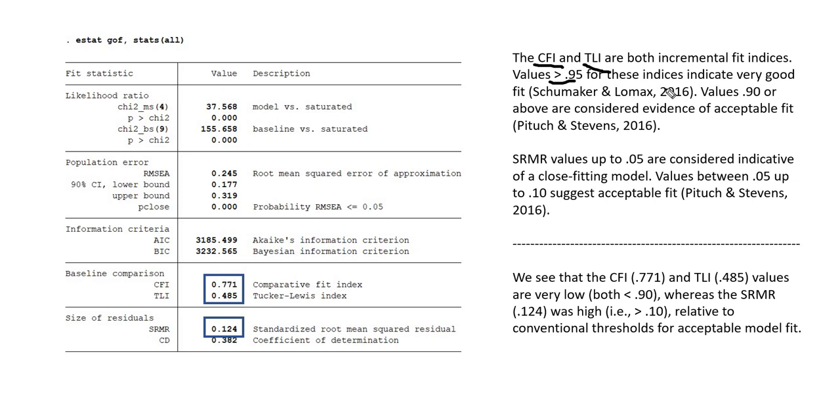Values that are 0.90 or above would still be considered acceptable fit. So you can see right here for both of these indices that we have evidence of poor model fit. You can also see that we have the standardized root mean square residual, and values up to about 0.05 are considered as indicating close fitting model. Values up to about 0.10 would still be considered acceptable fit. So once again, it looks like we have evidence of a poor model fit based on that particular index. So overall, the model is not showing good fit to the data.